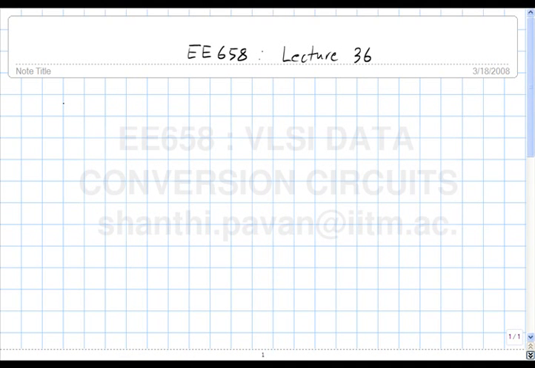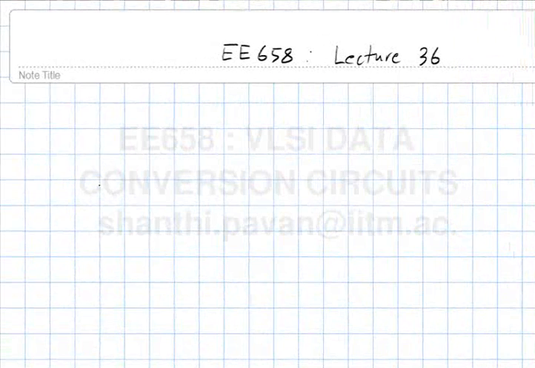So this is E658 lecture 36. The last time around we saw that when you want to make a single unit current cell, what you want to do is the following.